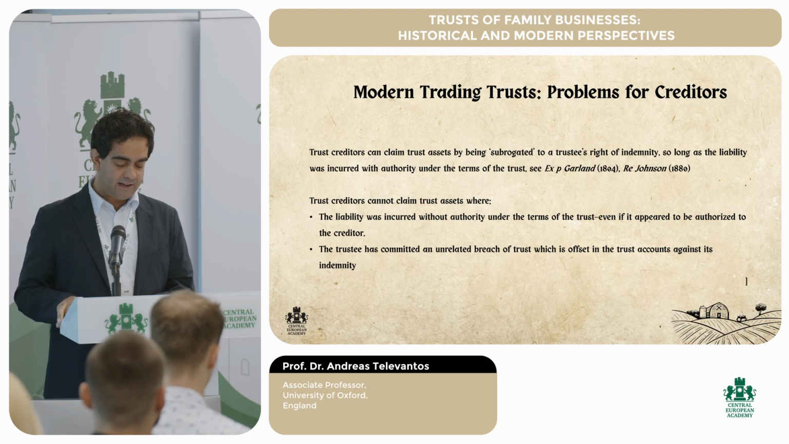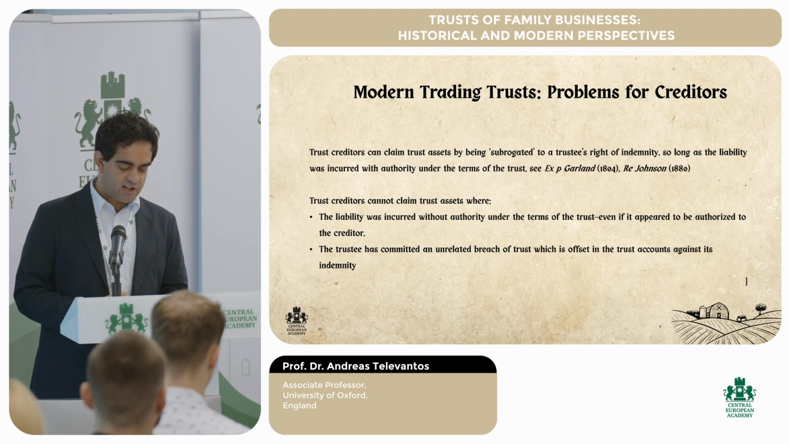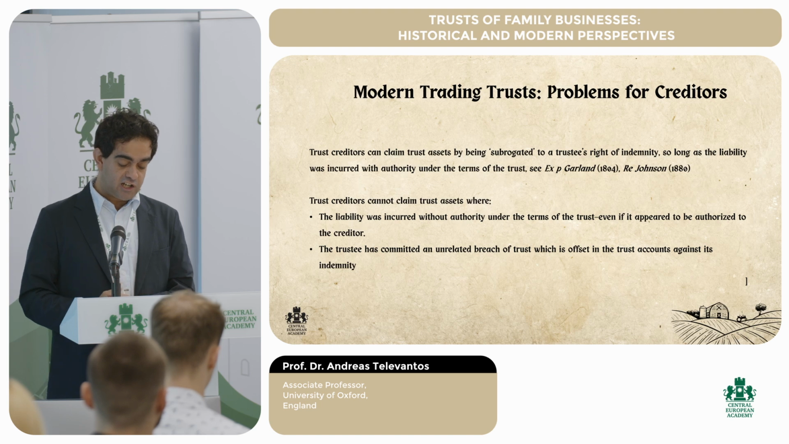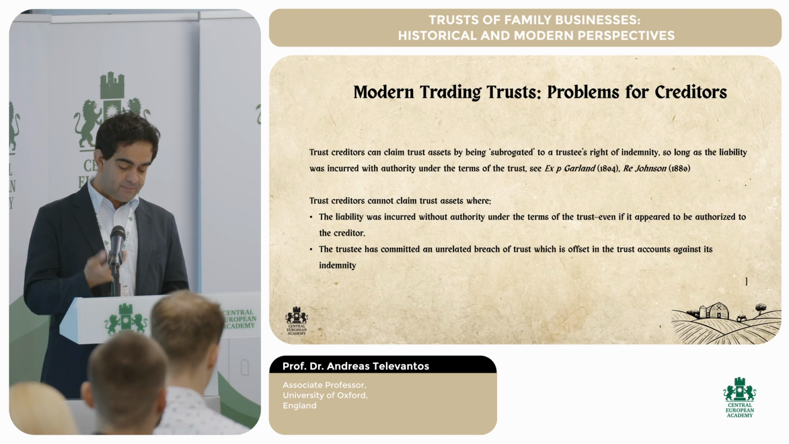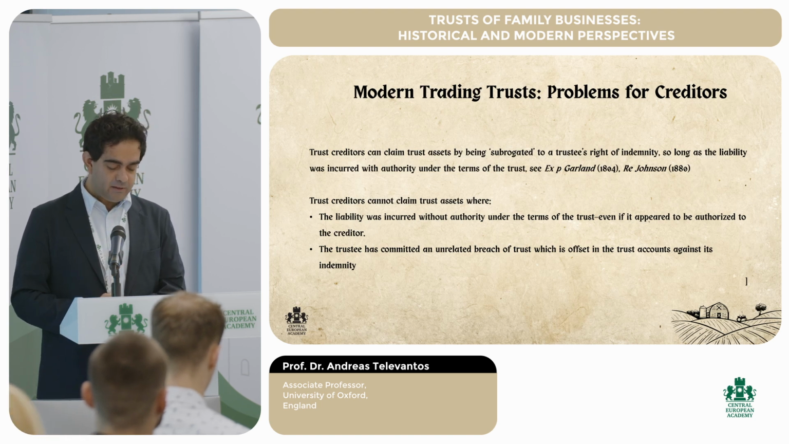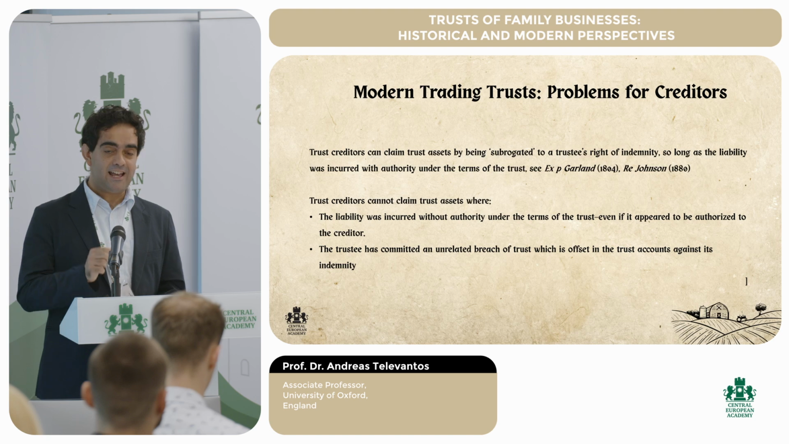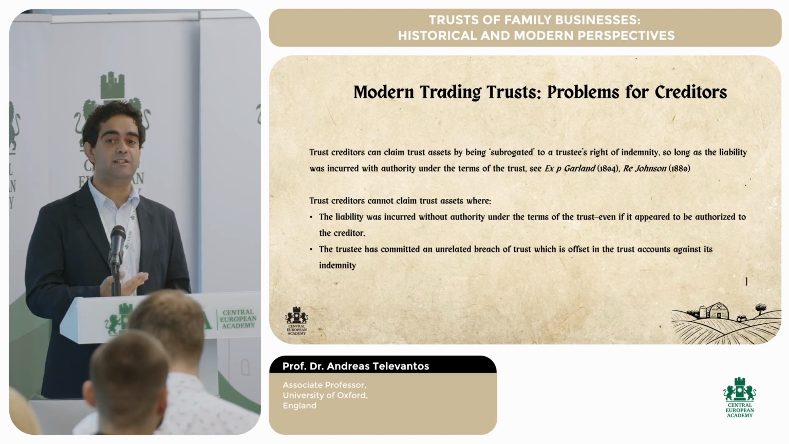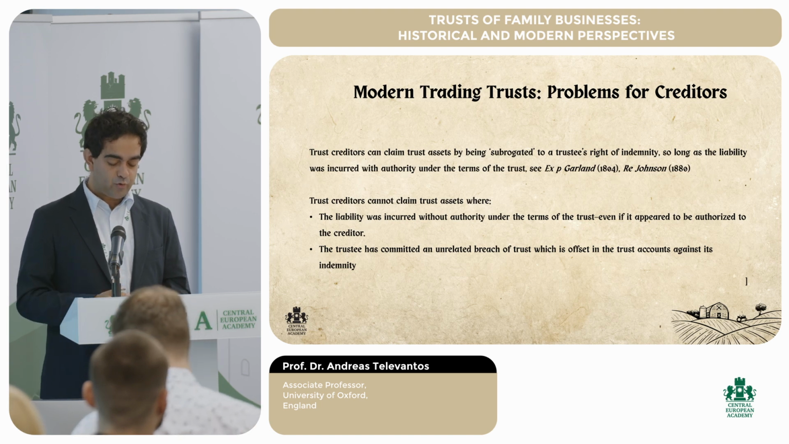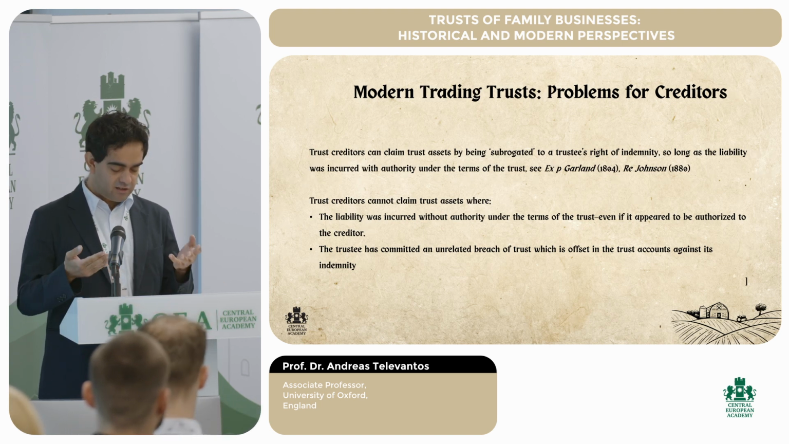Secondly, and perhaps more troublingly, a creditor might be unable to claim trust assets even when the creditor's claim is authorised by the terms of the trust. Where a trustee has committed an unrelated breach of trust and incurs liabilities to the beneficiaries in respect of that breach, any indemnity the trustee is entitled to is set off against the trustee's liability for breach, and so potentially extinguished altogether. And where the trustee's indemnity is destroyed in this way, the creditors may be left without any recourse to the trust assets whatsoever.